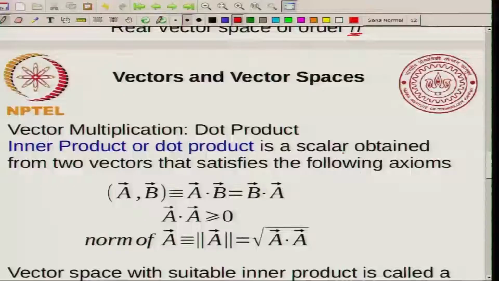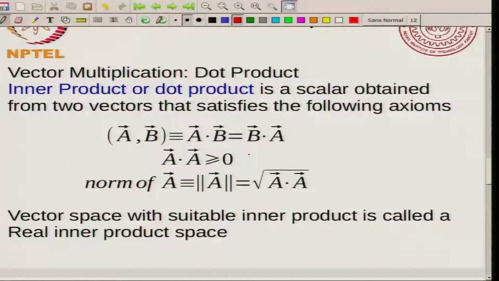Okay. Now there are some common things that you have seen already when you deal with vectors. So there are certain kinds of products that you have seen, the dot product. Now the dot product is also formally referred to as the inner product. So the inner product is a more general word for dot product. Okay. So what is it? It is a scalar, that you obtain from two vectors, okay, and that should satisfy certain axioms. So what are the axioms of an inner product?